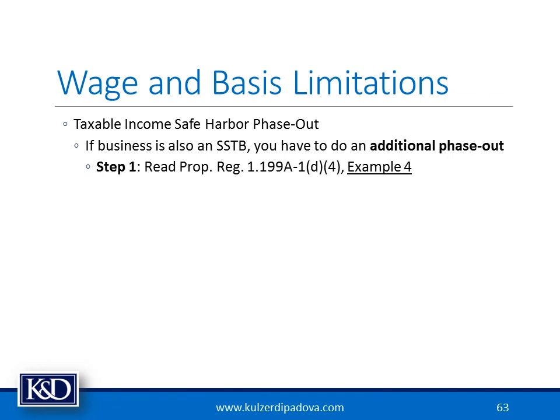If you have a taxpayer who is not only subject to the wage and basis limitations and in the phase-out range, but it's also a specified service trade or business, you have to do an additional phase-out. So there's a three-step process. First, I want you to go to the proposed reg 199A-1D4. Example 4 really lays out well the steps to going through a double phase-out.